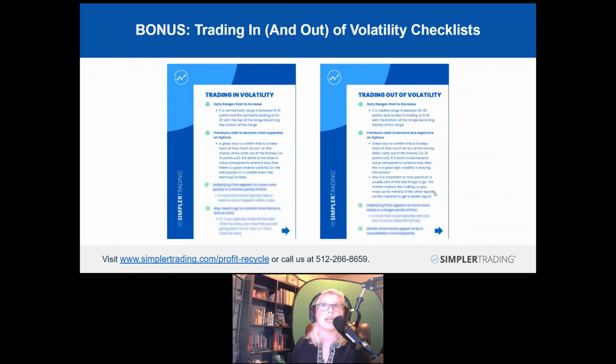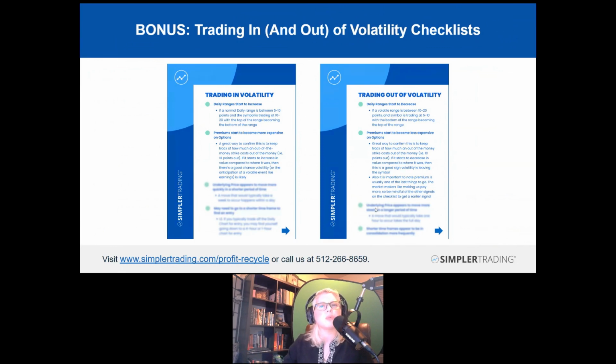It's a checklist that I've created. It's a checklist for what to spot when you're starting to go into volatility or if you are trading in volatility, versus things to look out for when that volatility starts to leave. So that way you're not caught off guard, right? Because unfortunately, one of the last things to leave a volatile market is the options premiums, right?